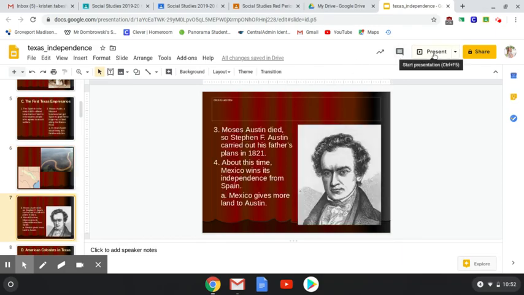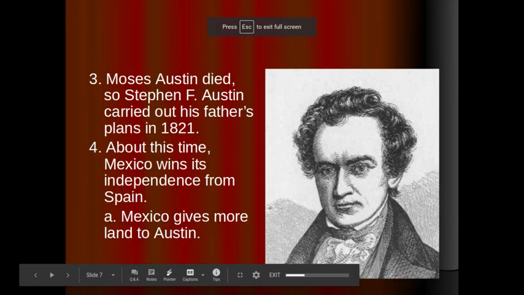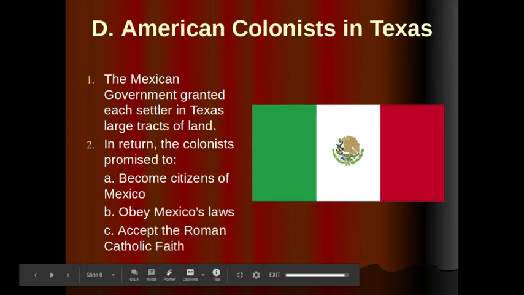Continuing on with our notes. Hopefully, this continues to load. Perfect. So Moses Austin died, so his son, Stephen F. Austin, continued to carry out his plans of bringing new settlers into Texas in 1821. About this time, Mexico wins its independence from Spain, so it becomes its own independent nation. And Mexico gives more land to Austin. So continuing with that deal or barter, making sure that these empresarios were bringing new settlers in to increase their settlement, increase their population, and make Texas a larger population.